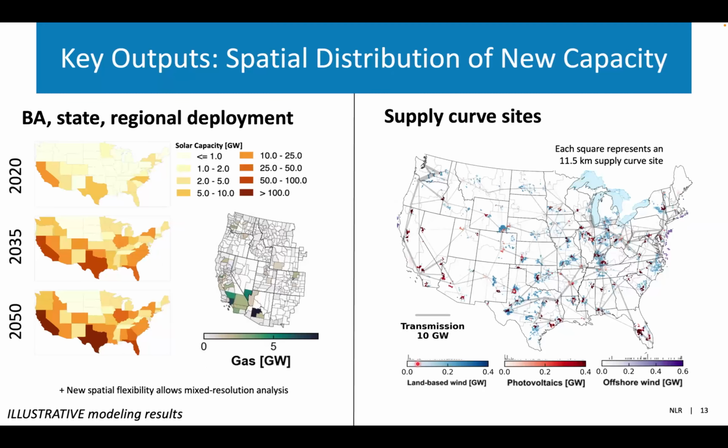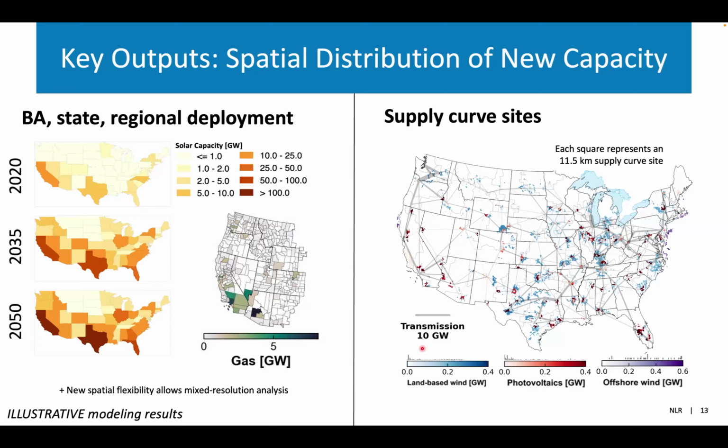So, as alluded to by the map in the previous slide, ReEDS uses its high level of spatial resolution and flexible zonal definition to show users not only how much capacity is deployed each solve year, but where that capacity is being deployed. So on the left are examples of two different ReEDS results presented at two different spatial resolutions. One shows the solar capacity deployment from 2020 to 2050 at the state level. The other is an example of natural gas deployment in the Western Interconnect shown at the county level.